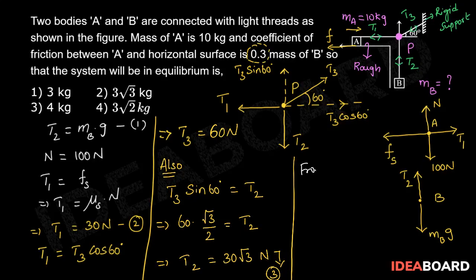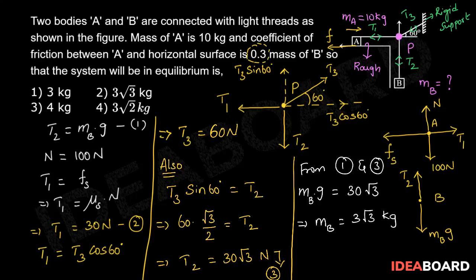From equations 1 and 3, we can write mass of B block multiplied by g equals 30 root 3. On simplification we get mass of B block equals 3 root 3 kg. Therefore, for the system to be in equilibrium, the mass of B block should be equal to 3 root 3 kg. Therefore, the correct option is 2.